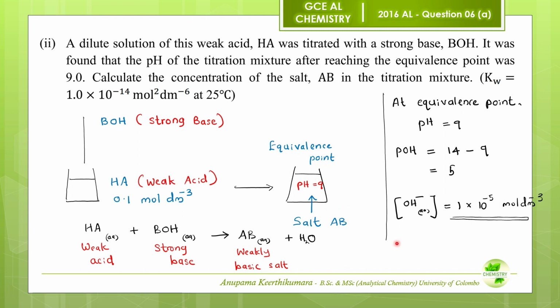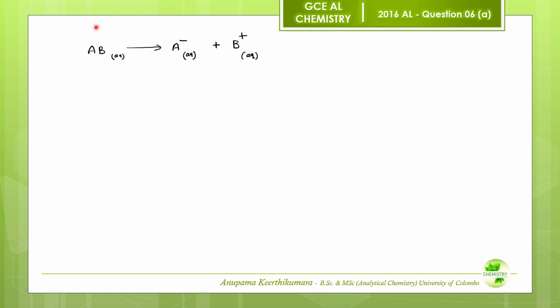Now we will move to the calculation part. The salt AB, which is a strong electrolyte, completely dissociates into its ions. The anion A minus comes from the weak acid and the cation B plus comes from the strong base. These anions of weak acids, which are known as conjugate bases, undergo hydrolysis reactions and produce the respective weak acids and OH minus ions in the solution.